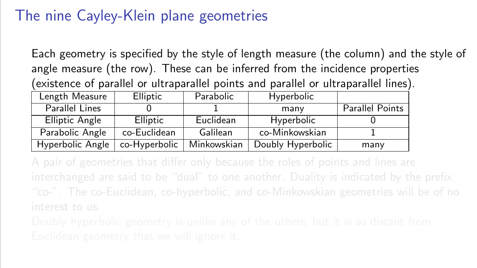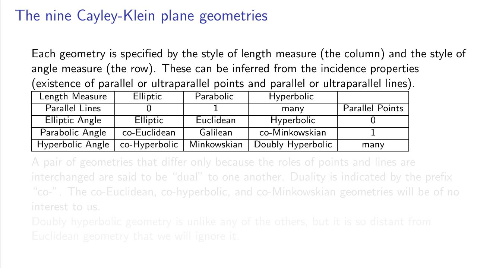If there are no parallel points, we're using elliptic angle measure. If there are unique parallel points, we are using parabolic angle measure. And if there are many points, as in Minkowskian geometry, that fail to join up with a given point, then we have hyperbolic angle measure. So here are the names assigned to the geometry.